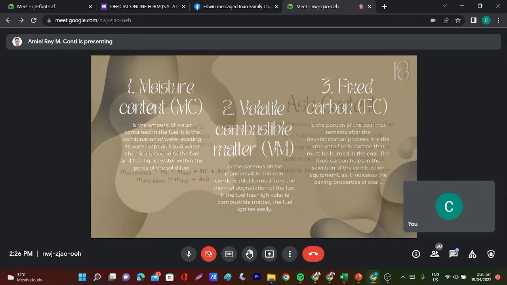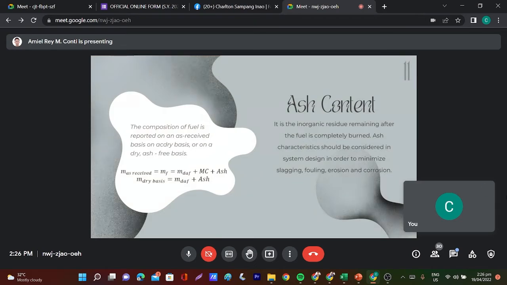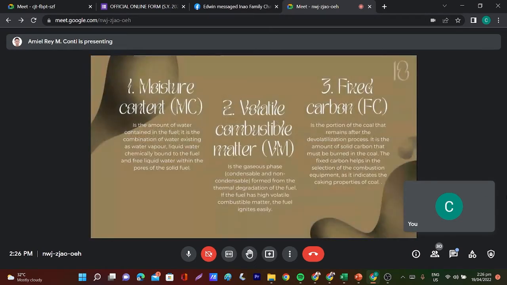Yung una po is yung coke, and it is the hard porous residue and almost pure carbon. After yung coal is devolatilized, and yung next one naman po is yung char, and it could be known when the residue is powdered. And fixed carbon din po is a huge factor to determine the energy produced by a certain fuel.